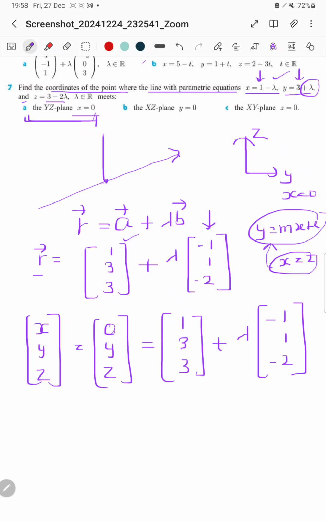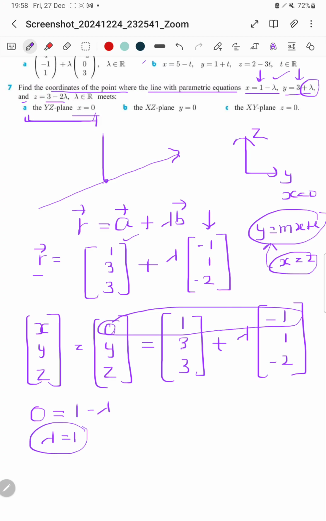Now from here I can take the first component, because these are the vectors on both sides. So I can equate their x components, y components and z components. When I equate the x components, I get 0 on the left side, and that is 1 minus lambda, which gives me lambda equal to 1. So the very purpose of giving this equation is to find lambda, and that will help me find the y and z values.